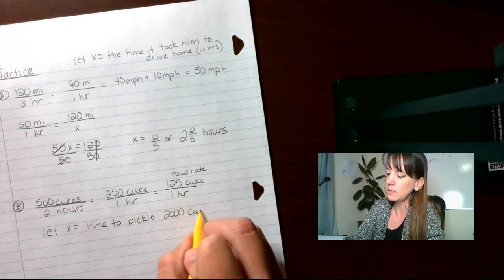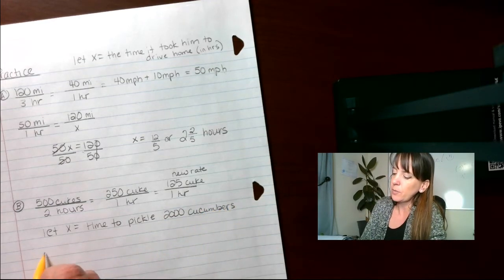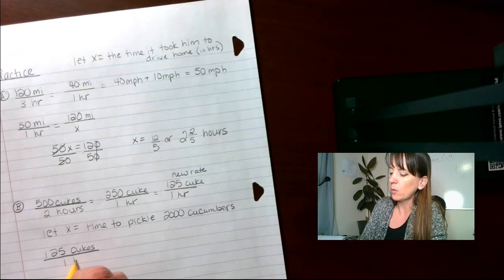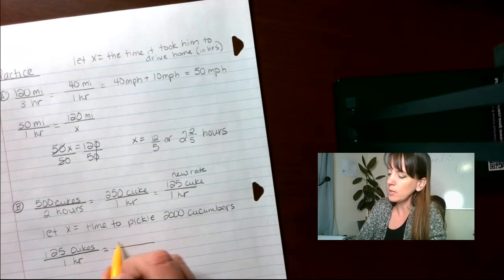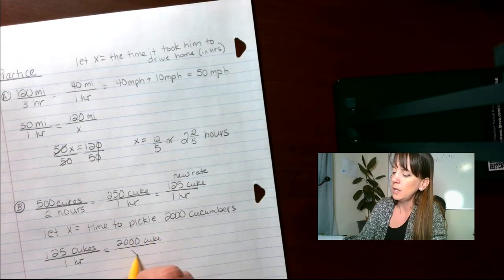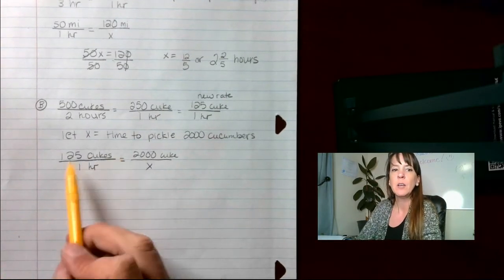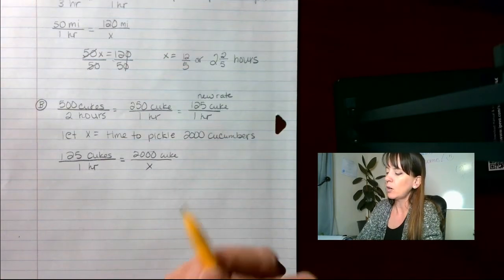2,000 cucumbers. Okay, so we've got our rate here, which is 125 cucumbers in 1 hour, which equals, we want to know how she's going to do 2,000 cucumbers. 2,000 cucumbers. X equals time. Sorry, it was off the screen there. It's not very helpful. So we've got 125 cucumbers, 1 hour. There we go. Cross multiply.